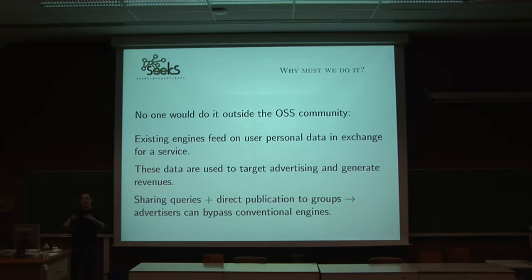Social web search is a simple idea. Why doesn't it exist? All these big companies could do it. There's one reason: the business model of these companies, right? The existing engines feed on user personal data in exchange for the service that they give you. This data they use to target advertising and generate revenues for these engines, right? So if you let users share their queries and be clustered into groups of people with similar interests, and if you let people push them some content, give them more content and results, like advertisers, then these advertisers don't need to go through the existing paywalls like AdWords or some others. They don't need to go to these centralized entities and pay the fee to be able to push their results.